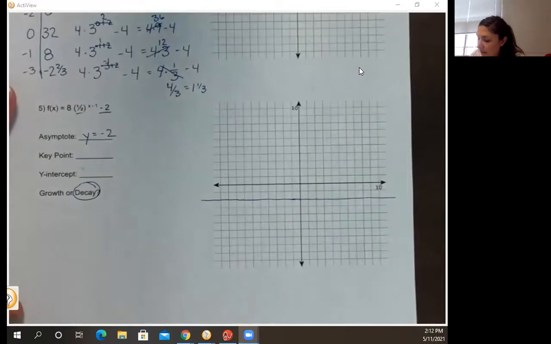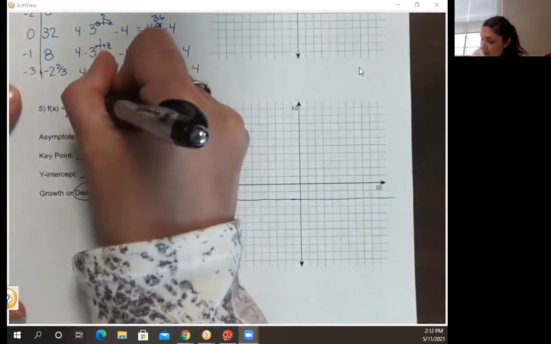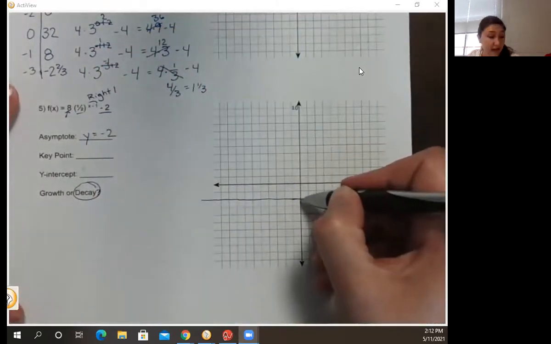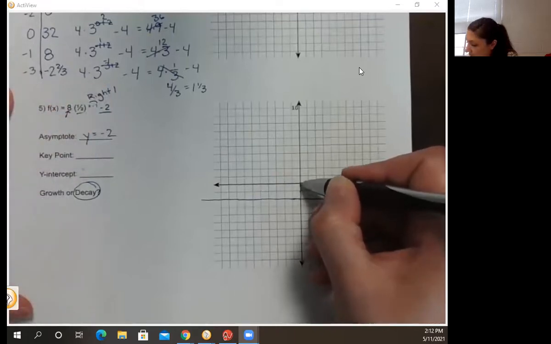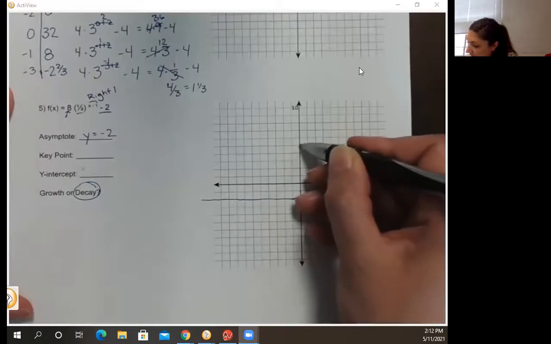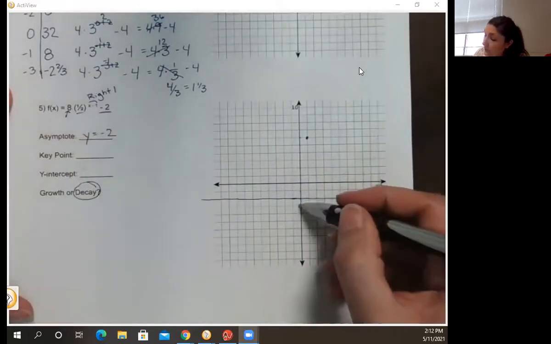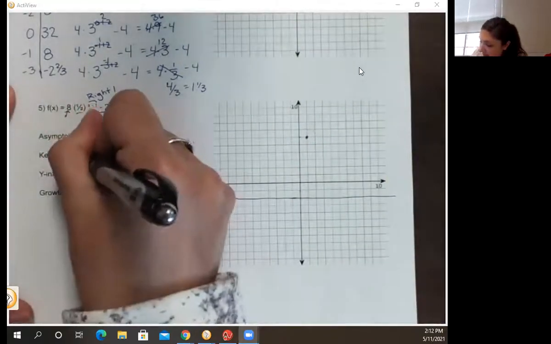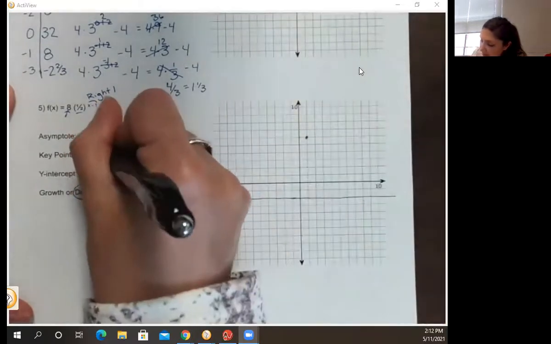And now I want to find my key point. So we're going to use that initial value. And then since I have x minus 1 as my exponent, this means we're going to move to the right one spot. So on the y-axis, starting at my asymptote, I'm going to go up 8 and then right 1. 1, 2, 3, 4, 5, 6, 7, 8, right 1. If this number were negative, that would tell me to go down 8. But there's my key point. So my key point is at 1, 6.